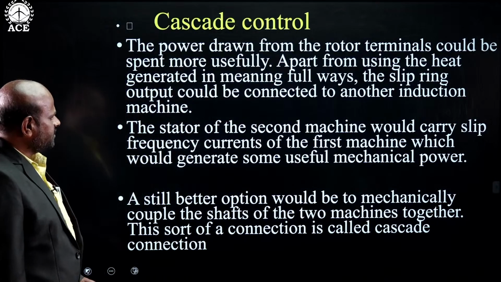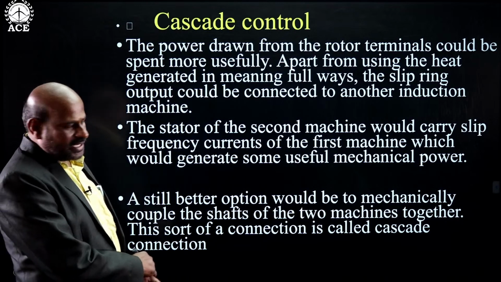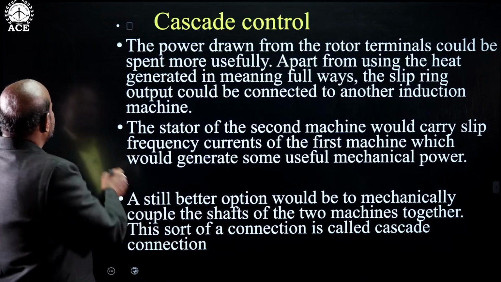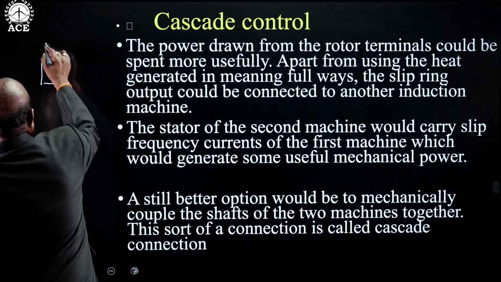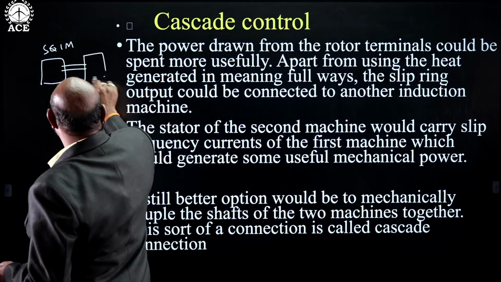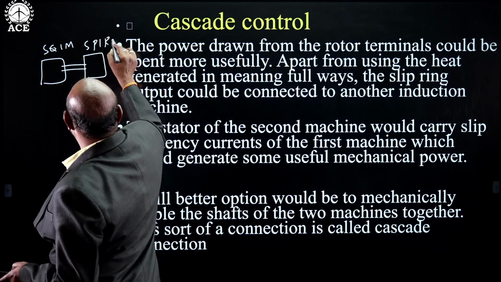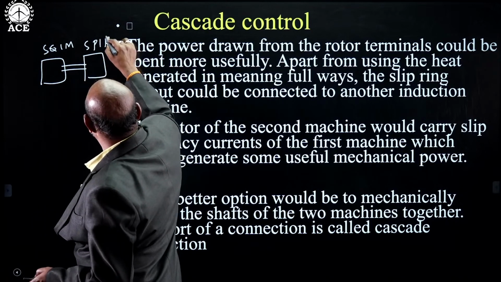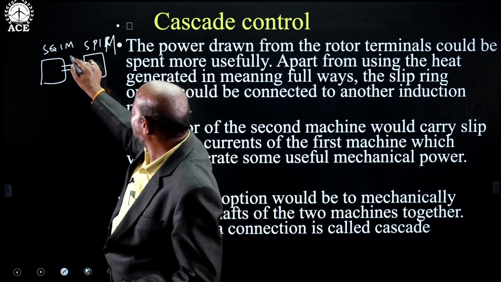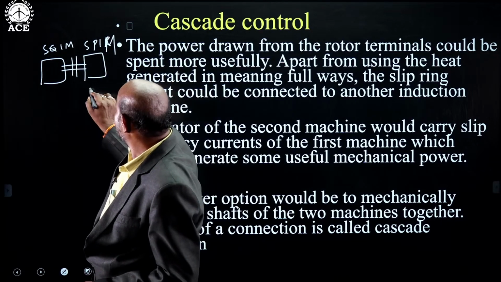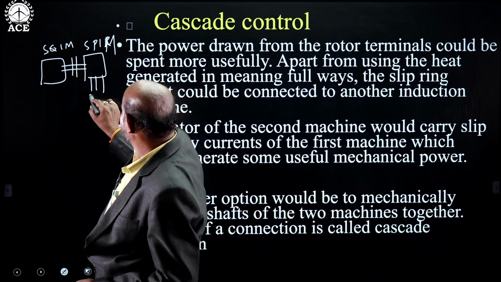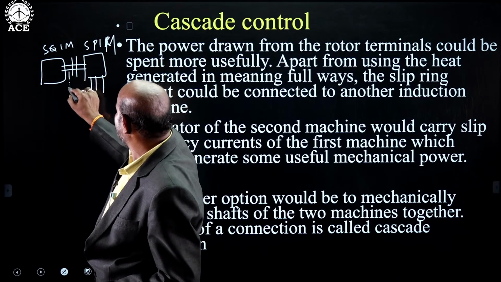Next, a cascade connection. So two different machines can be coupled. Two different machines means we can connect one squirrel cage induction motor coupled with a slip ring induction motor. So these two are coupled here. So there will be these slip rings. With the help of slip rings, we can connect like this.